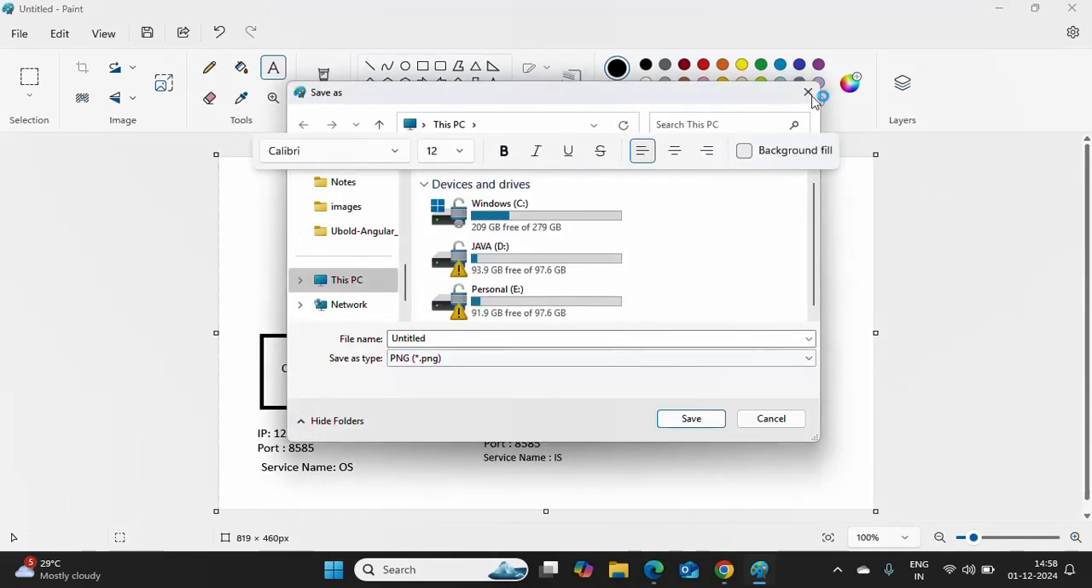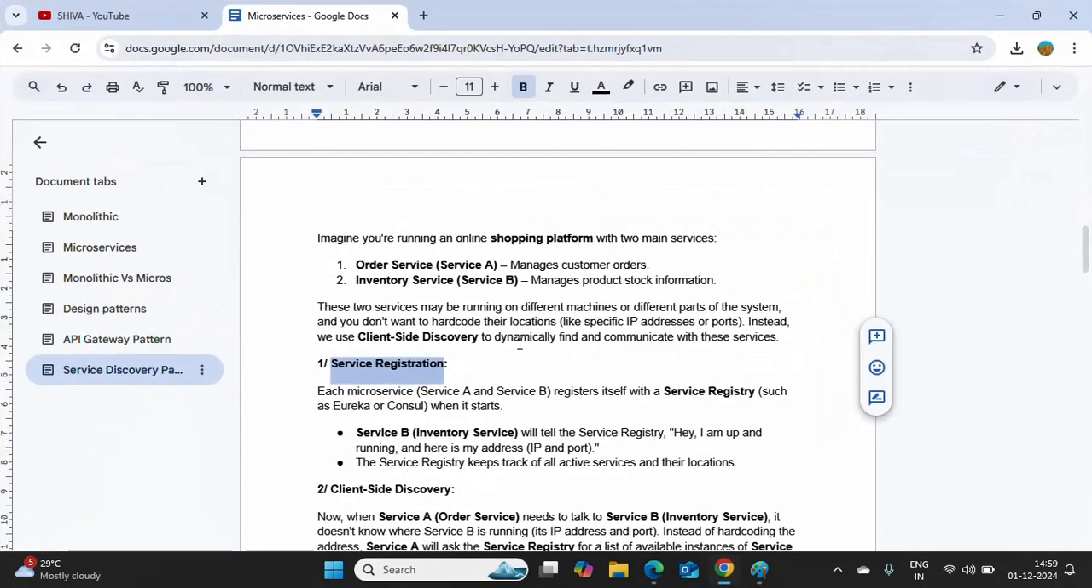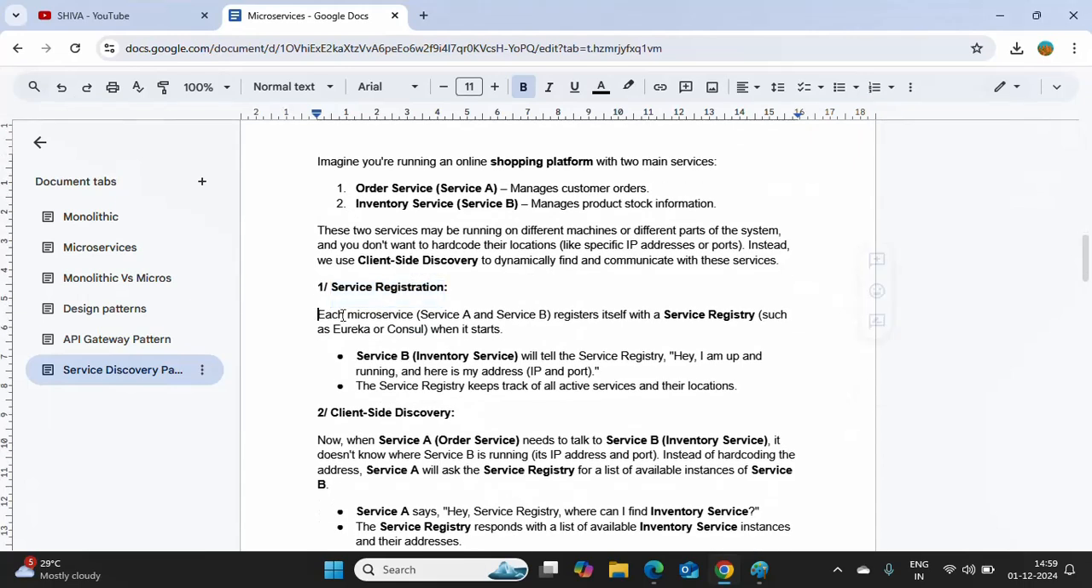This is the client. At the same time, this is also a client. This is also a client only. So in the first step, what it's saying: each microservice registers itself with a service registry such as Eureka or Consul. In our case, we are going to use Eureka.